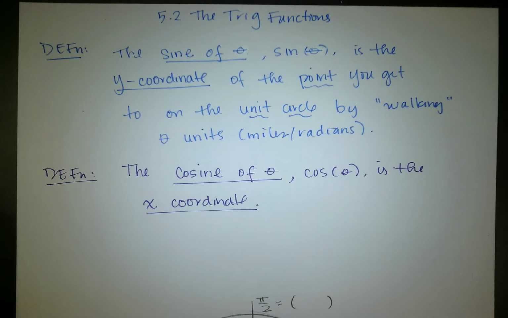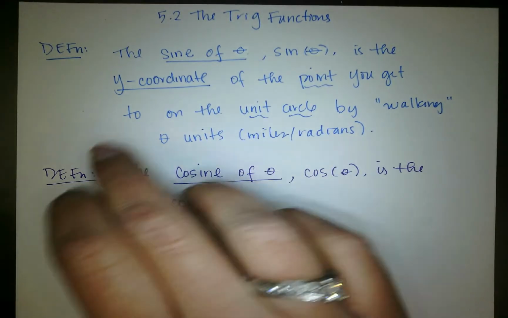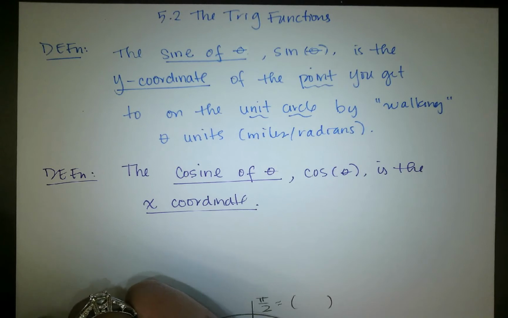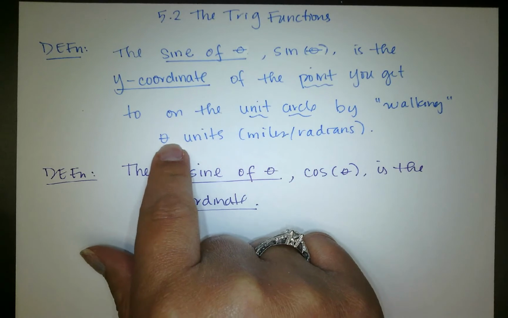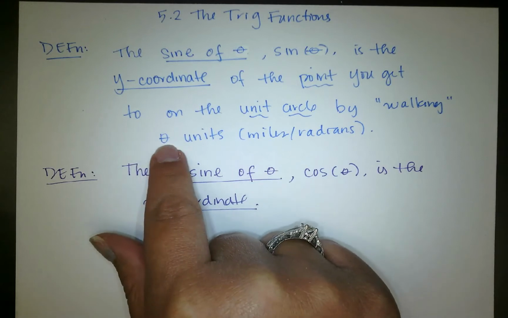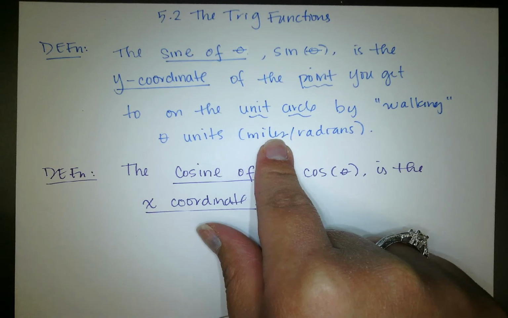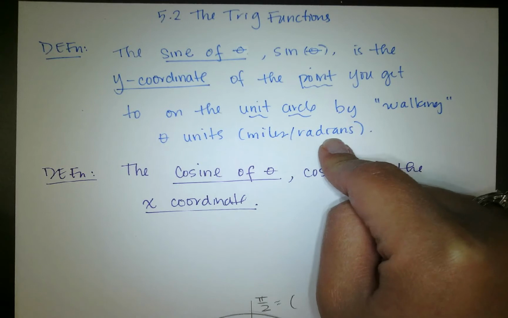If I would the trig functions. So definitions: the sine of theta, which is denoted sine of theta, is the y-coordinate of the point you get to on the unit circle by walking theta units. So when you get to that pi over 4 spot or that pi over 2 spot, theta, as we're going to learn later, is actually the angle. Right now we're calling it pi over 4 miles or 3 pi over 2 miles, which is the same as radians because they're really the angles.